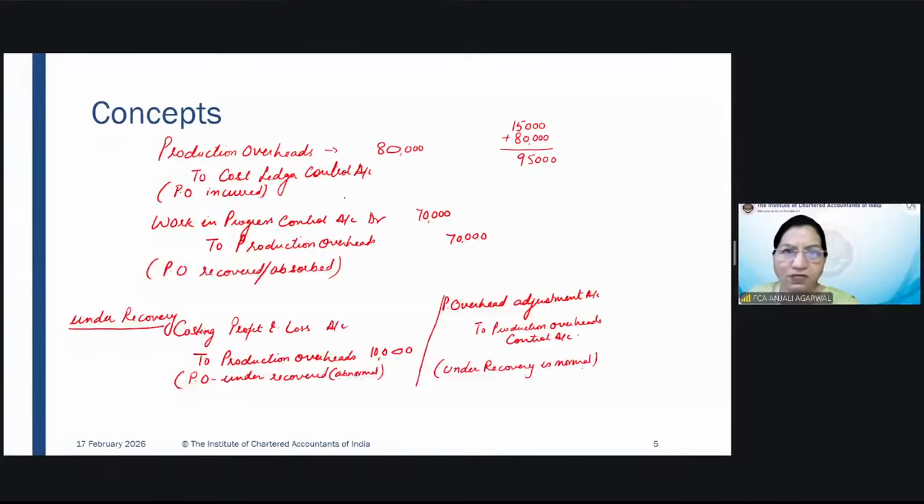So it's not just the production overhead which is incurred, it is also the indirect material or wages which have been incurred as indirect wages that can also be a part of the production overhead or administration or selling and distribution overheads. Is this clear so far?